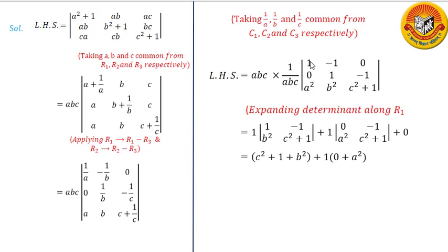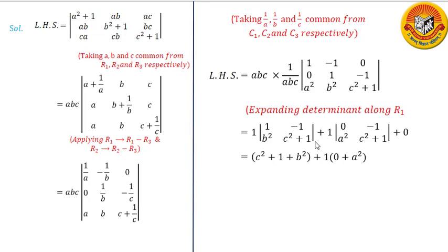So this 1 I write, then I leave this column and this row. So 1 b square minus 1 c square plus 1. Then the second term is minus, because first row second column, and the element here itself is -1, so minus minus will become plus. And in this determinant, I leave the second column and first row, so I get 0, a square minus 1 and c square plus 1, and the third term is 0, right? So you solve this determinant.